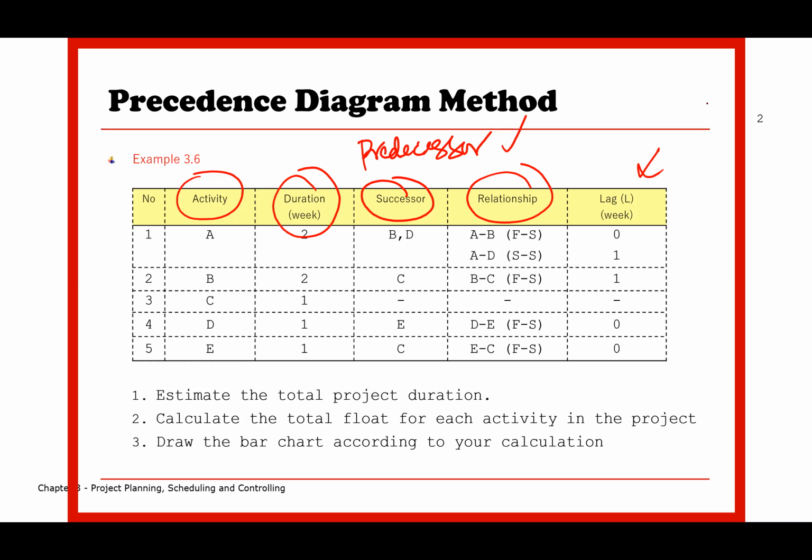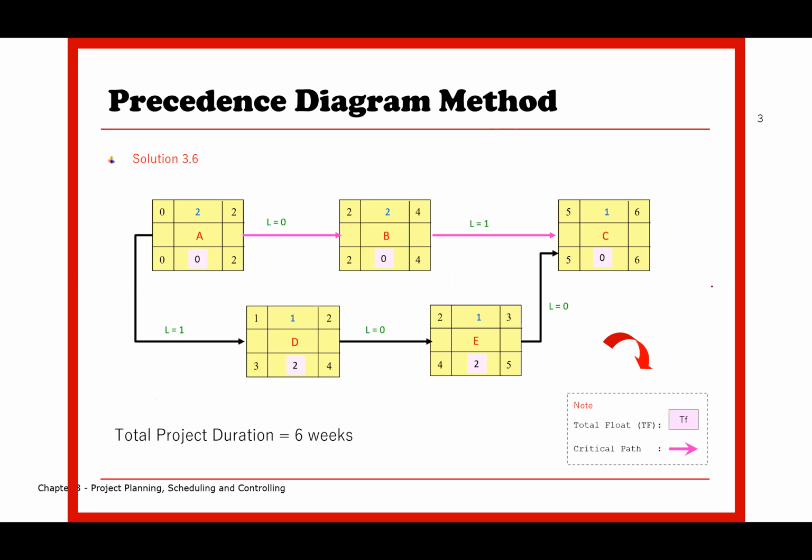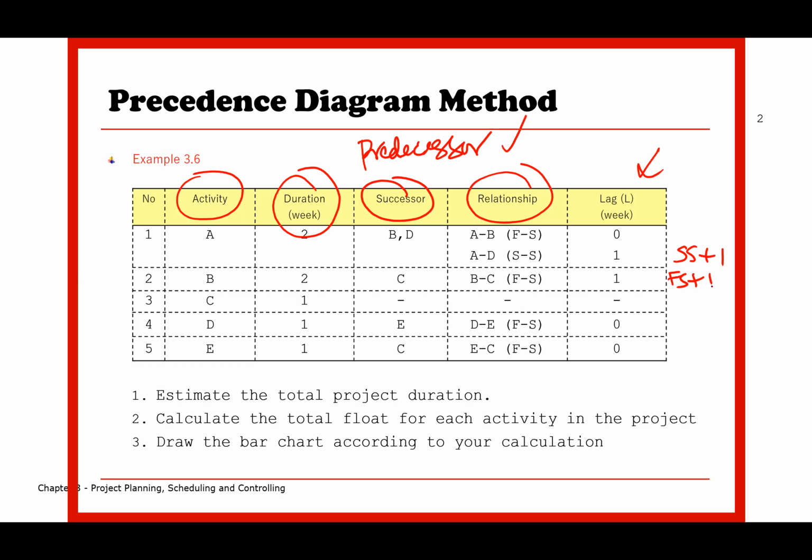Okay, lag or lead. For instance, in this situation, SS plus 1. That is the way to write down the type of relationship. Plus 1 meaning to say lag 1, okay, 1 day. This one, FS plus 1, indicates type of relationship finish to start with lag of 1 day. Okay. And when you draw the network diagram, you start with activity A.